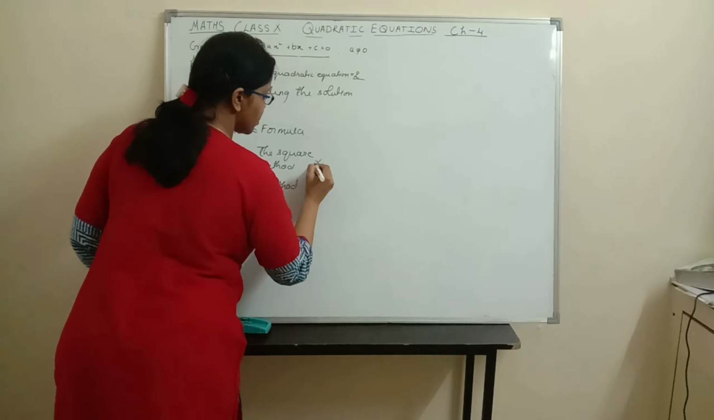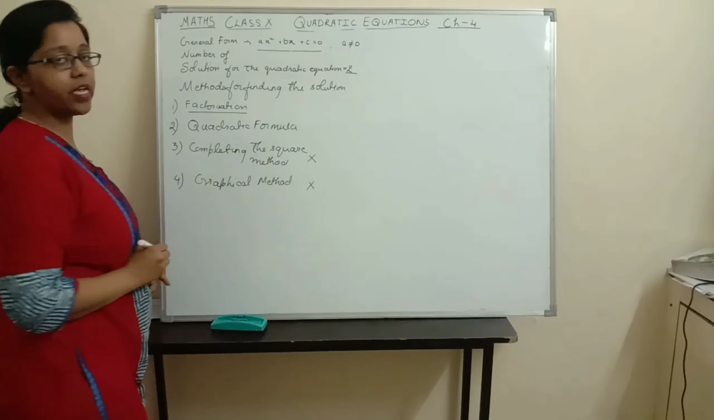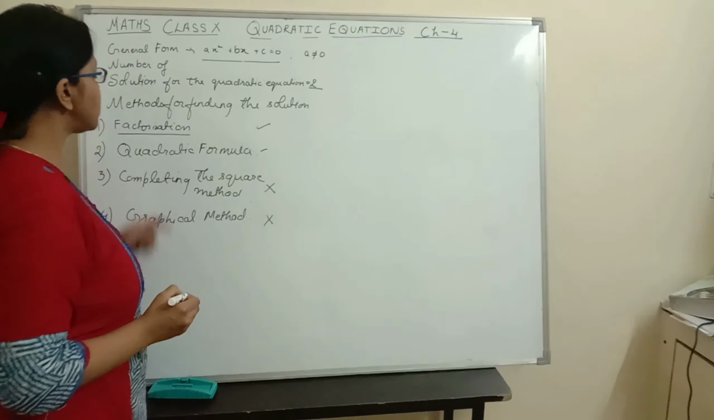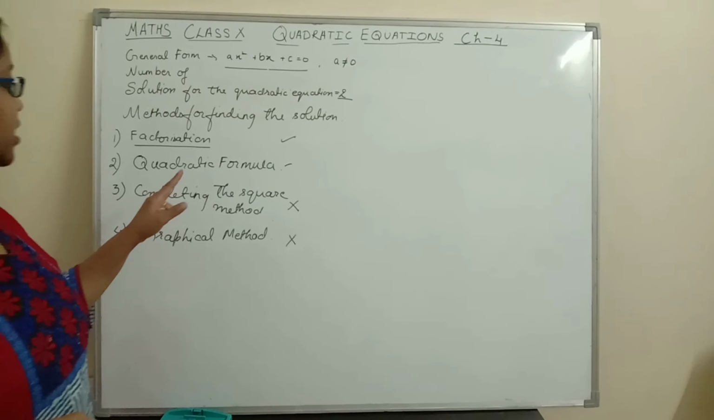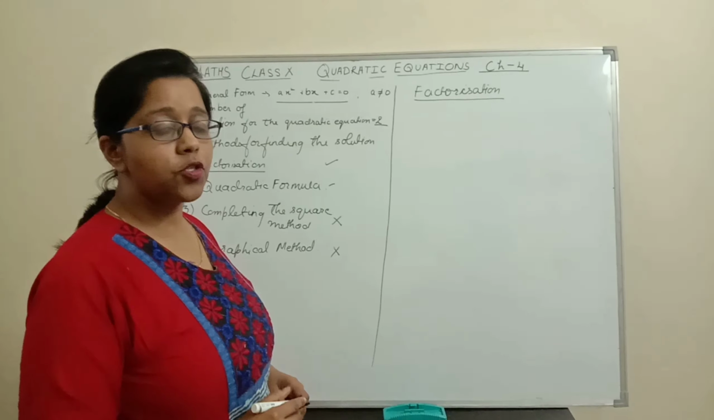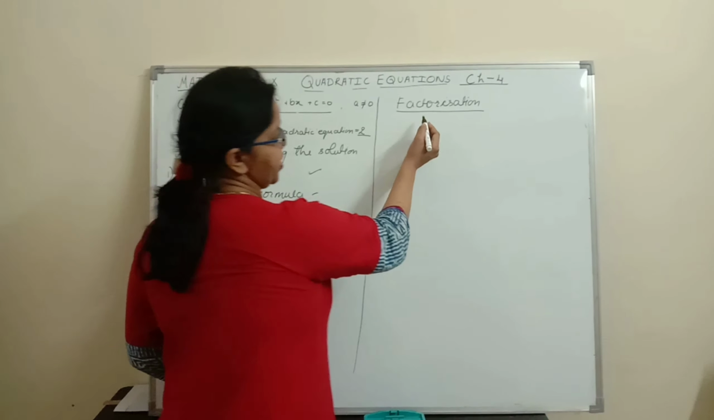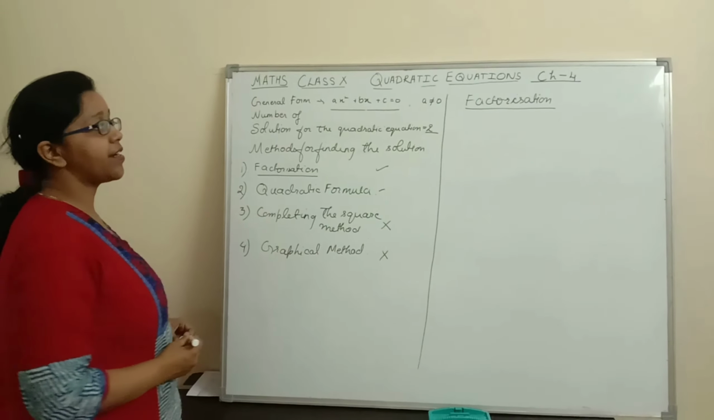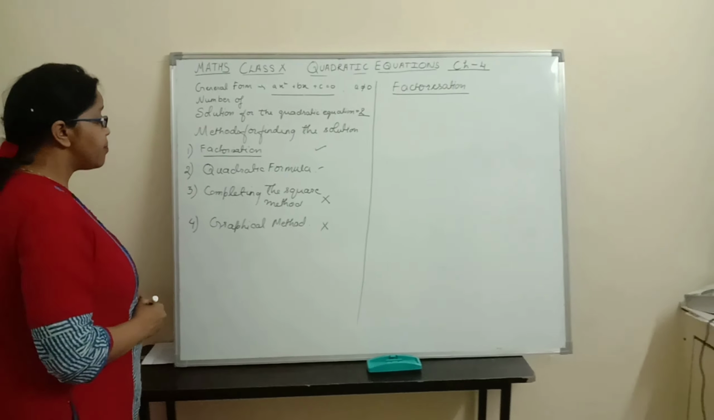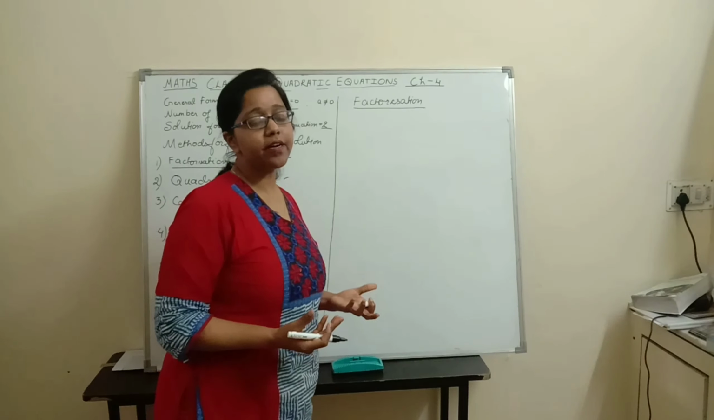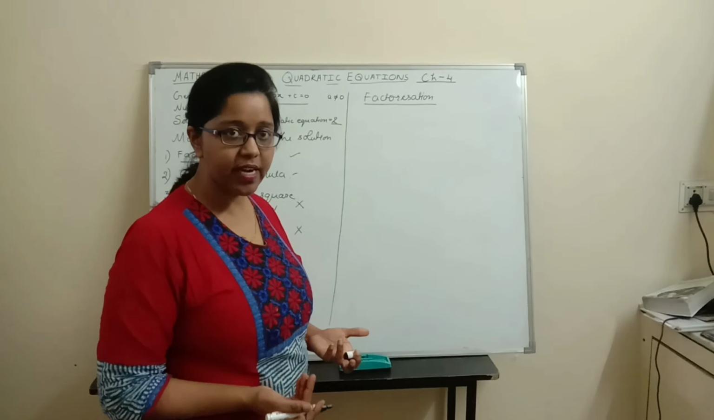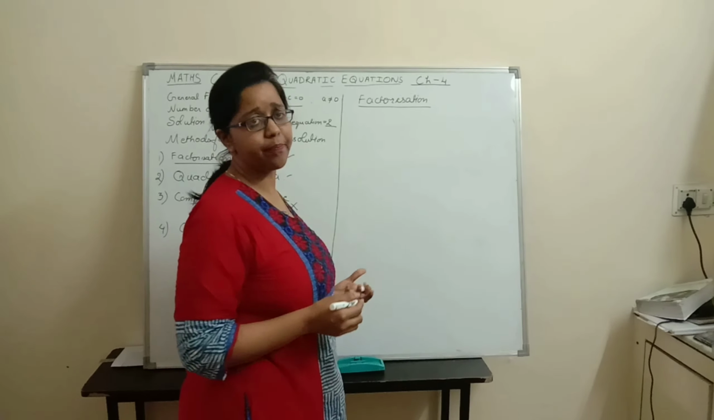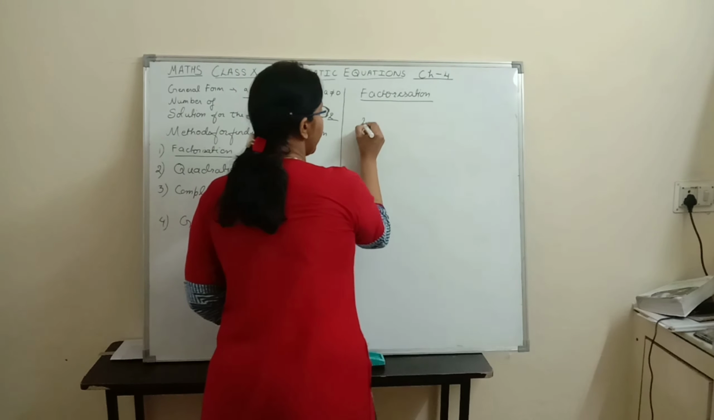The last two methods you do not have in your syllabus, so we will study the first two: factorization and the quadratic formula. So now we are starting with the first method, factorization, that is splitting the middle term. We had already learned this in junior classes, in class 8 as well as in class 9, but right now let us take an example and do the revision.